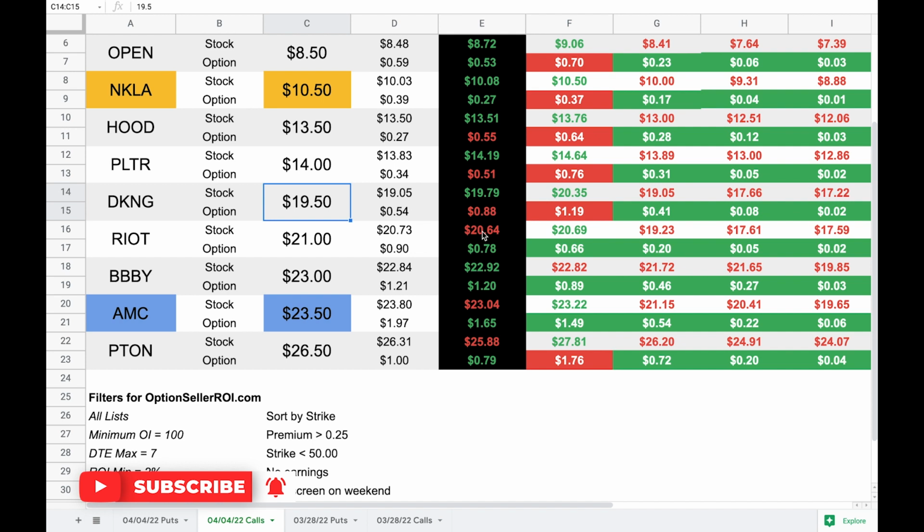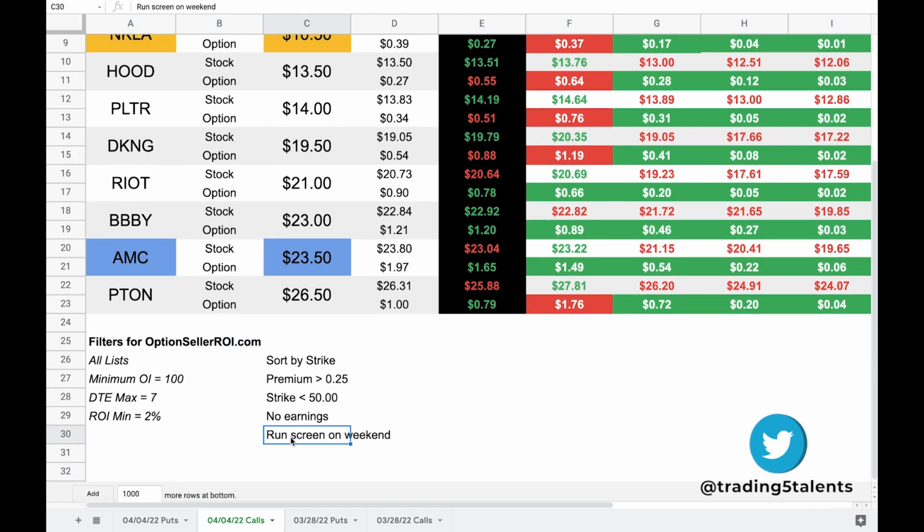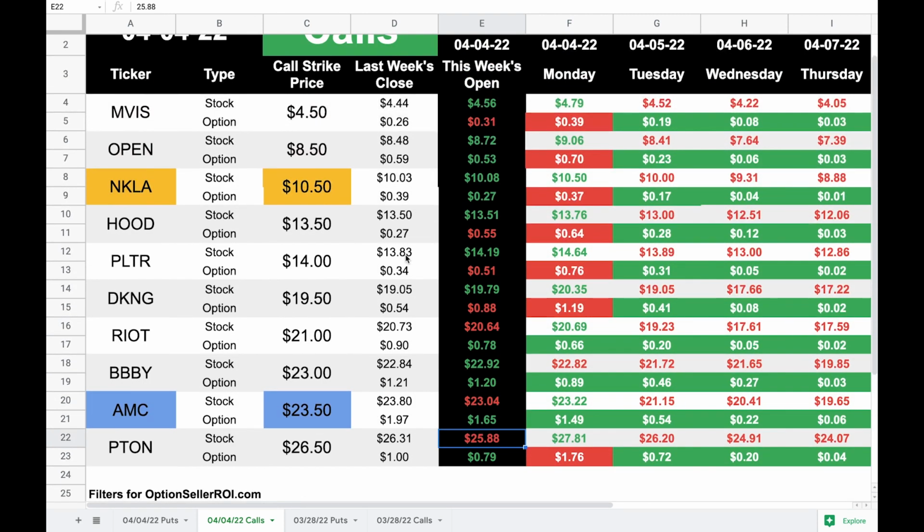Now, I do want to point out that I would think the better way to run this screen for option seller ROI is not to do it on the weekends, but to do it Monday morning when the market opens, and not probably exactly when the market opens, but maybe about 15 minutes after the market opens. And for two reasons. One, you can see that there's a lot of gaps. 1905 to 1979, 2380 down to 2304, or 2631 down to 2588. So you have this weekend movement, these gap downs.